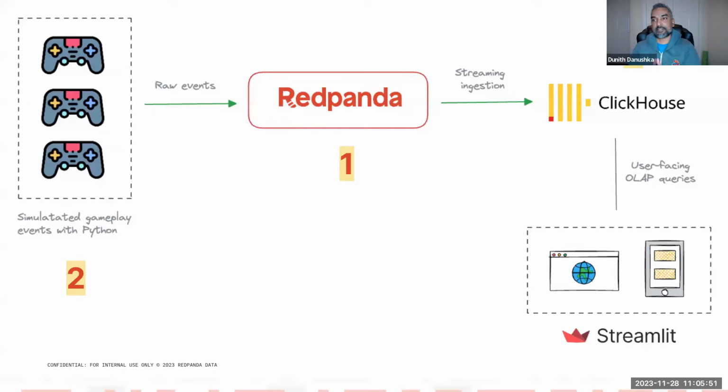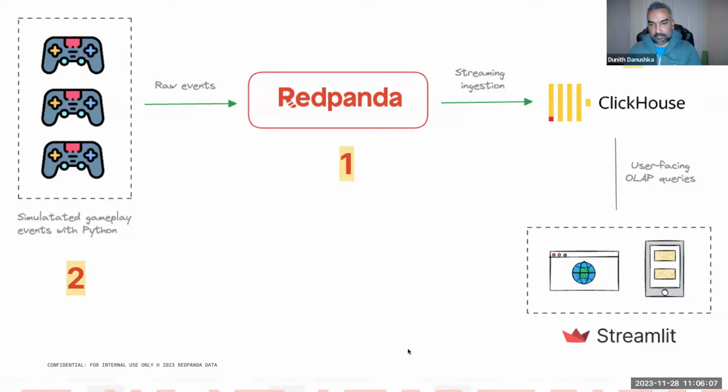ClickHouse has a storage engine called the Kafka-backed storage engine, which can ingest even from Redpanda, and it can create a materialized view so that we can have our aggregations running in the materialized view.